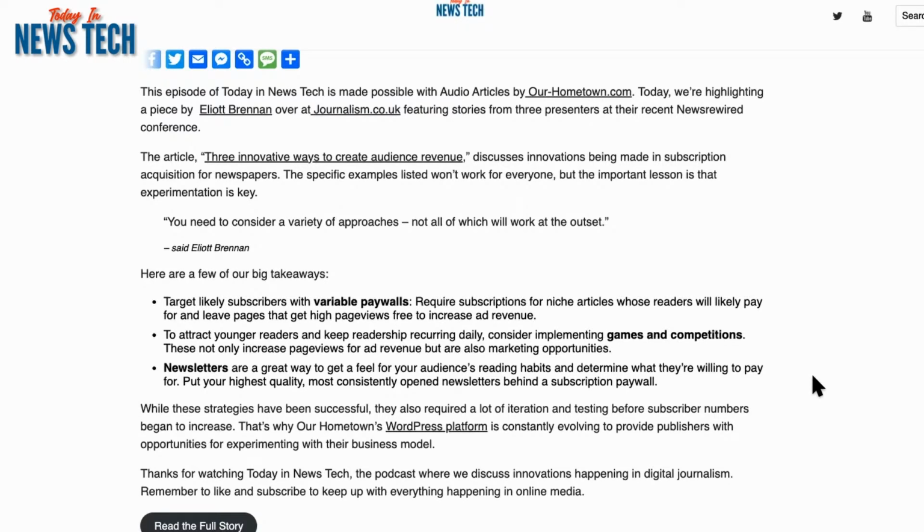To attract younger readers and keep readership recurring daily, consider implementing games and competitions. These not only increase page views for ad revenue, but are also marketing opportunities. Newsletters are a great way to get a feel for your audience's reading habits and determine what they're willing to pay for. Put your highest quality, most consistently opened newsletters behind a subscription paywall.